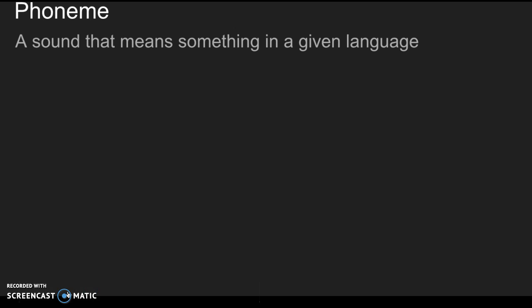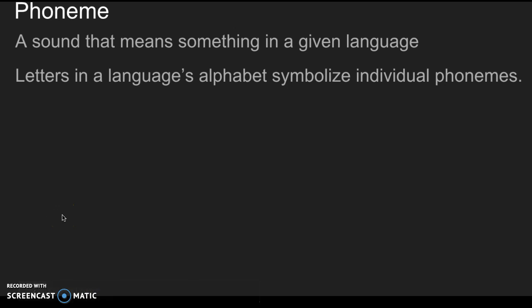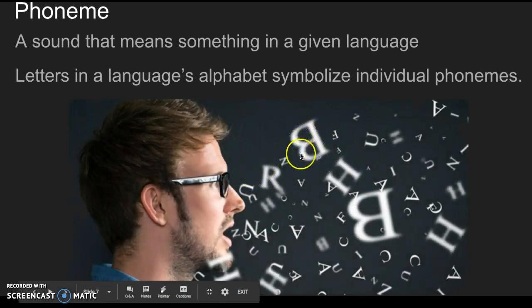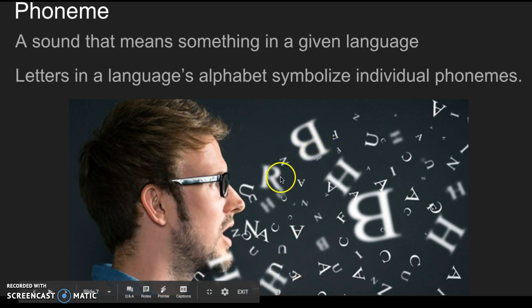So let's define phoneme. A sound that means something in a given language. It's the easiest definition I could come up with. And for all intents and purposes, letters are another way you can think about phonemes. A letter, sometimes a digraph, so two letters that make one sound, like the CH, can be considered a phoneme. At least a symbol for that phoneme. So we've got the phoneme for the b sound, with the letter B and R here.